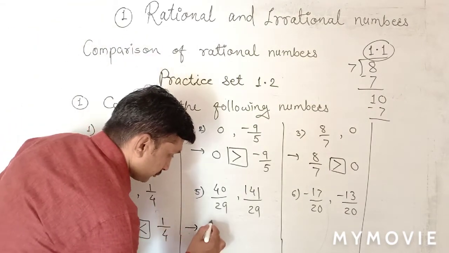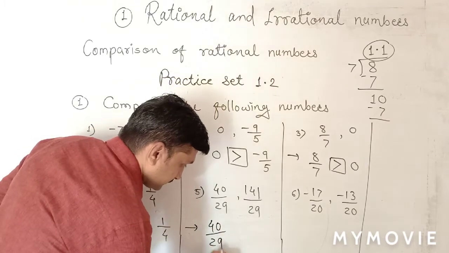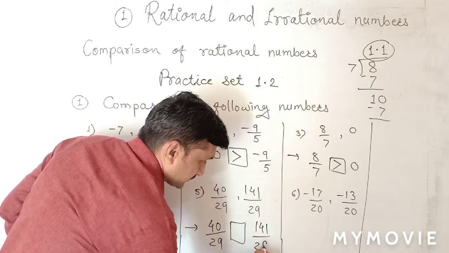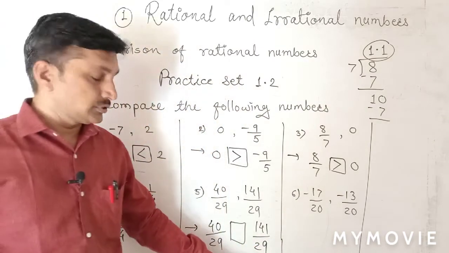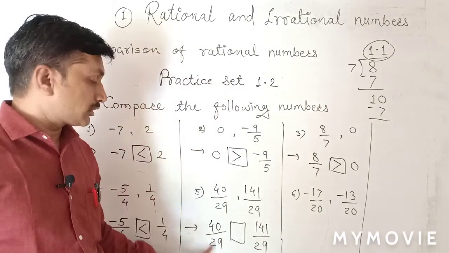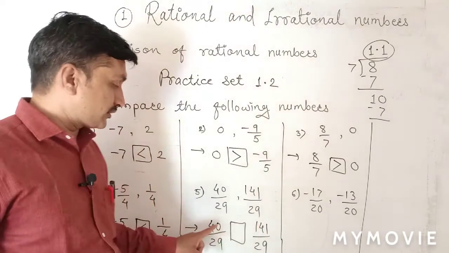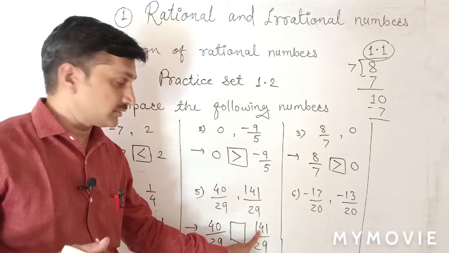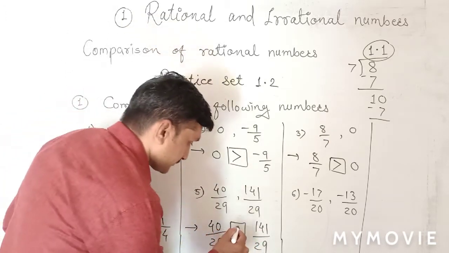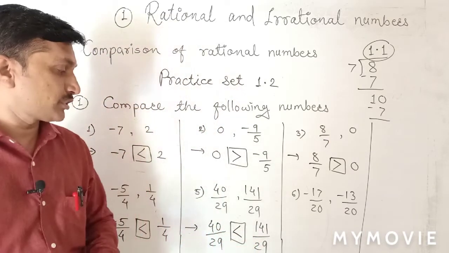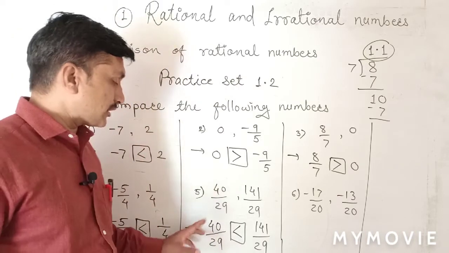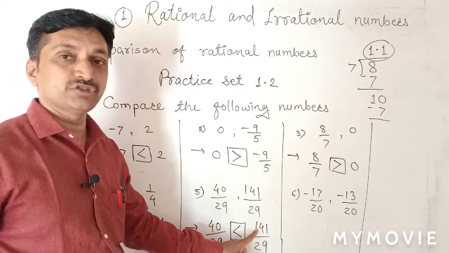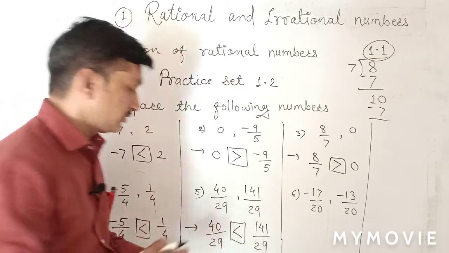Fifth pair, 40 upon 29, 141 upon 29. Same rule here. Both denominators are same. Compare the numerators directly. Here is 40 and here is 141. Which is greater? 141 is greater. That's why this rational number, 141 upon 29, is greater than 40 upon 29, because this numerator 141 is greater than 40.